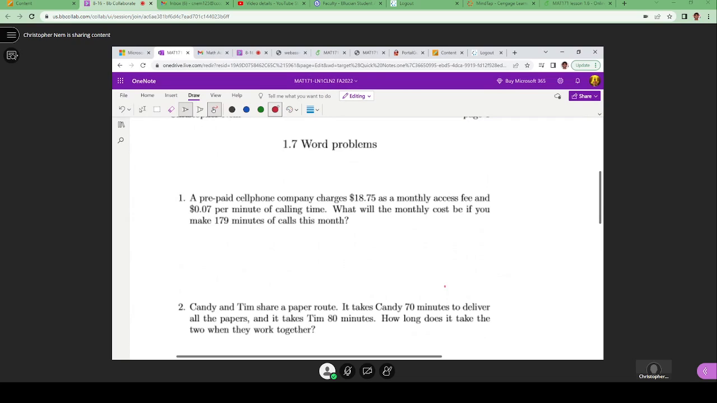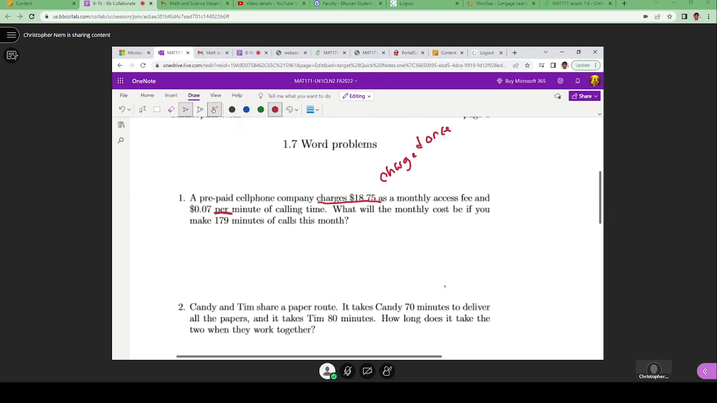So the first thing is it charges $18.75 as a monthly access fee. If you notice, the final question says what will be the monthly cost. So that means this is only charged once. It's a flat rate. It only happens once. I don't have to worry about it doing anything. And then the next thing you need to look at is you're paying 7 cents per minute. The word per, the word each, they all mean the exact same thing.